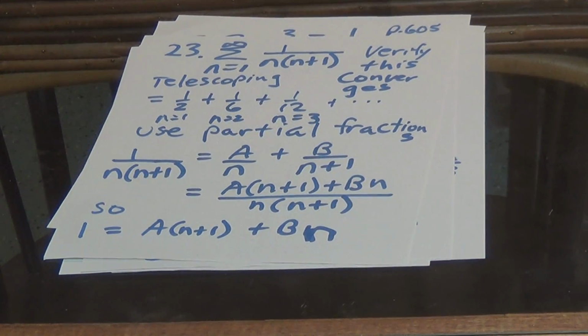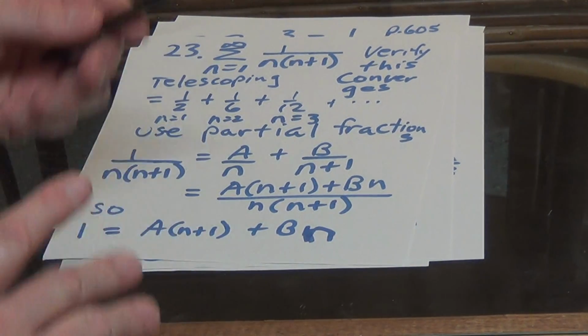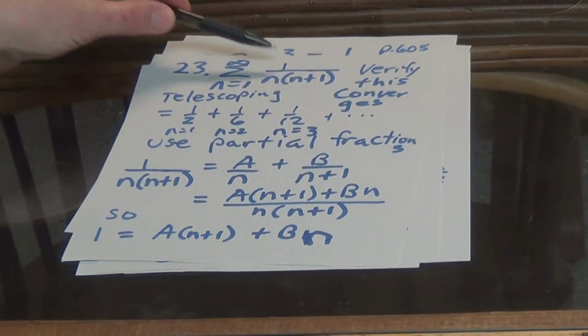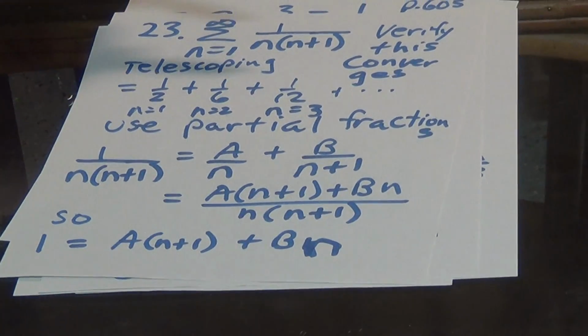Okay, I think I got confused. I think this is actually part 3. Still section 9.2. Picking up with problem 23. We're supposed to verify that this sum of 1 over n(n+1) converges.